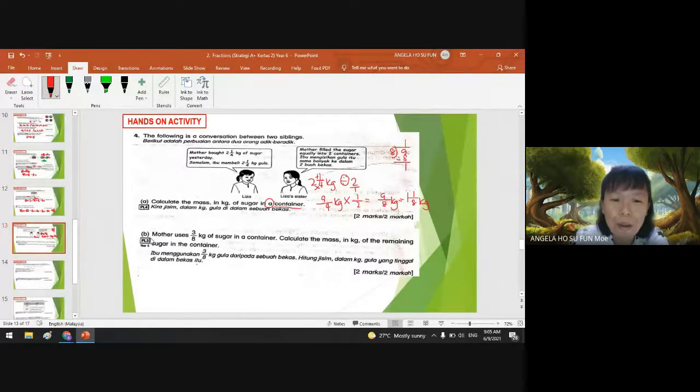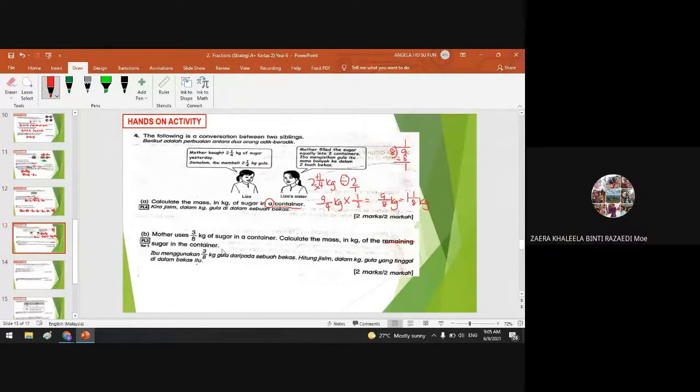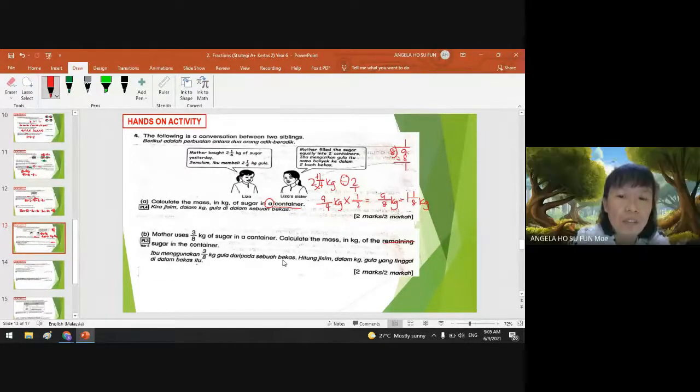Okay, B. Look at B. Mother uses 3 over 8 kilogram of the sugar in a container. Just now, 1 container contained 1/8 kilogram. Now the mother uses 3/8 kilogram of the sugar in a container. Calculate the remaining sugar. What does remaining sugar mean? What operation are you going to use to solve the problem? Minus. Okay, minus. Everybody do this.